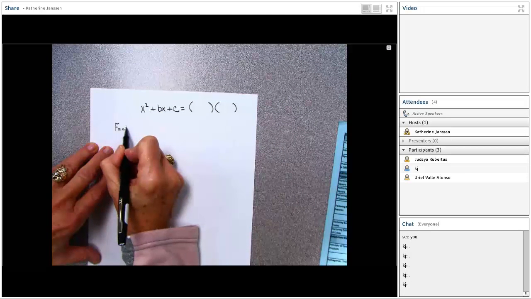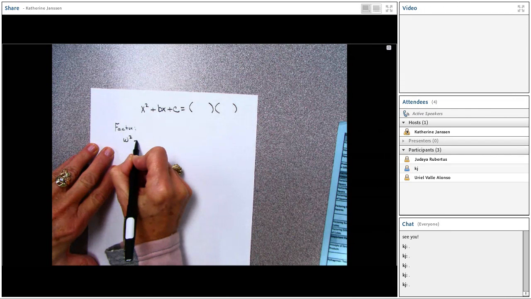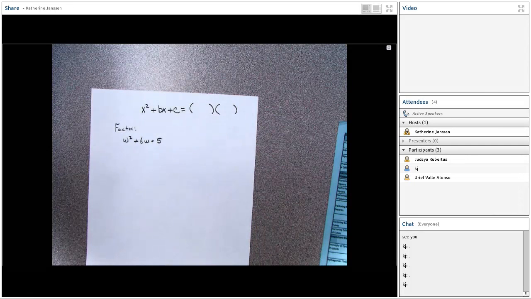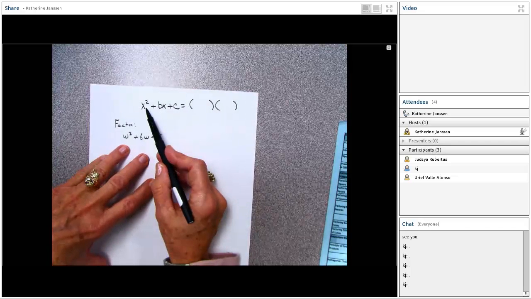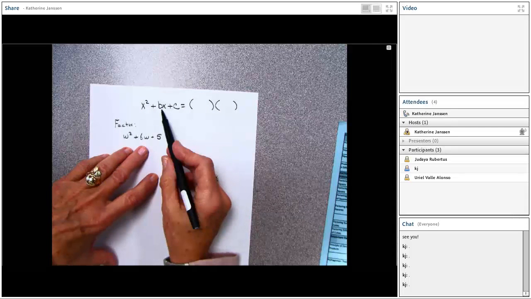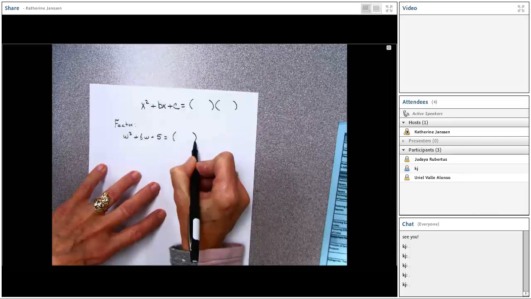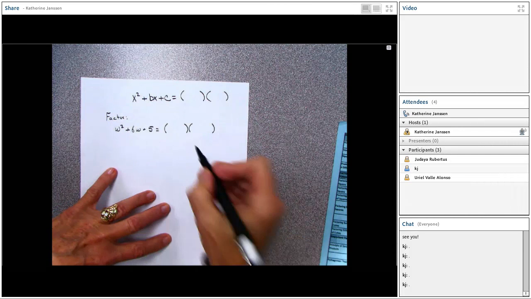So we're asked to factor w squared plus 6w plus 5. Looks like my form pattern. My highest degree term is x squared. I have something times x to the first degree, and I have a constant. So I expect I can factor it as a product of two binomials. So let's build our factor table.